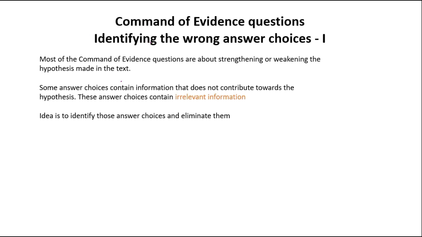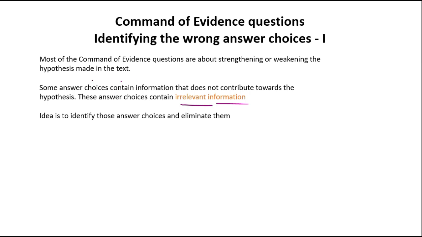Identifying the wrong answer choices in command of evidence questions. Now, one way of solving command of evidence questions is by eliminating the wrong answer choices. But for that, we need to identify them, right? And there are different types of wrong answer choices. So in this video, we will talk about one such type of wrong answer choice that contains irrelevant information. So the idea is to identify answer choices that contain irrelevant information and eliminate them.